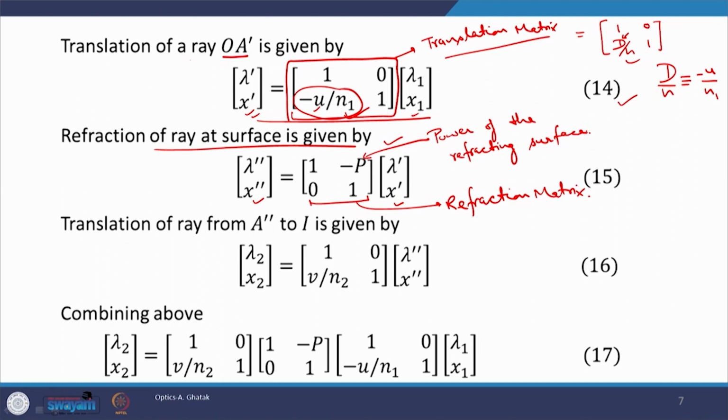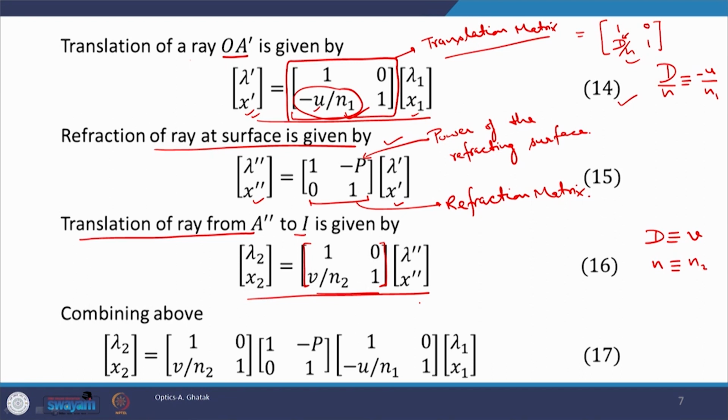Okay. And at last, for the translation from A double prime to I, we can again write this translation matrix. Here the D is replaced by V, while N is replaced by N2, where N2 is the refractive index of the medium which is on the right hand side of the refracting surface. Okay. Therefore, we have this type of translation matrix. Now, we have represented all the translations and refraction in matrix form.